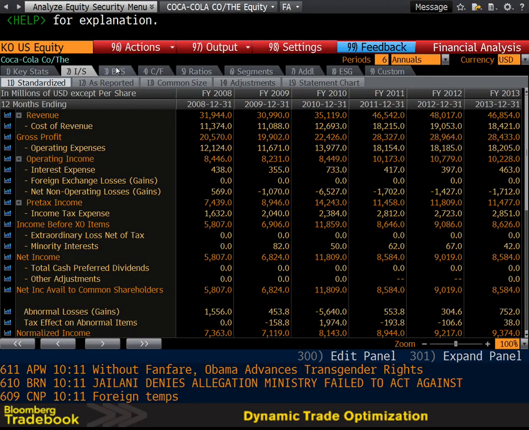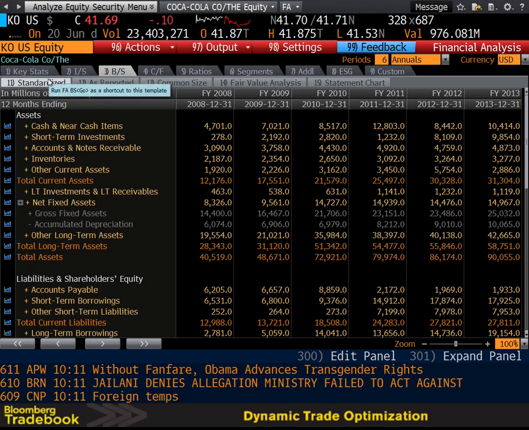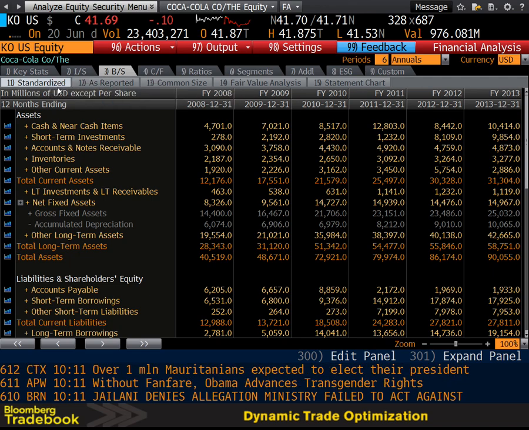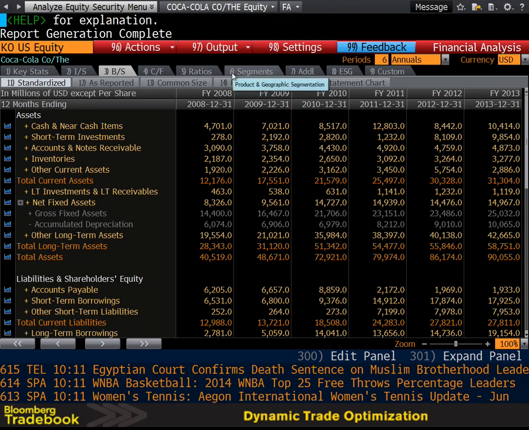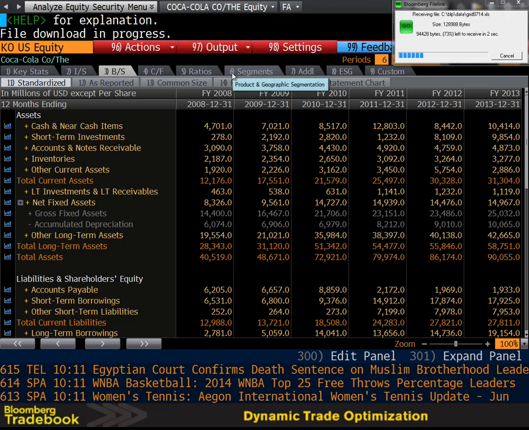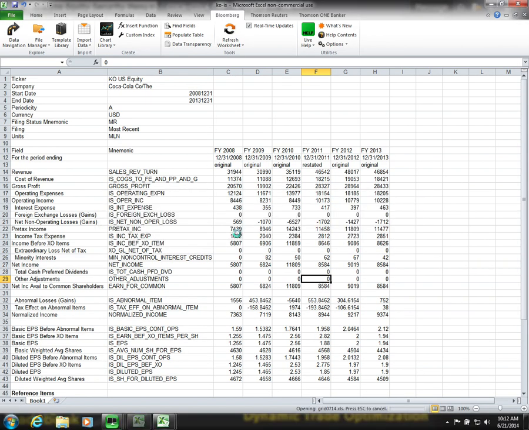Click on the balance sheet tab. Very important, you're exporting the standardized data. Don't export the as reported data. Again, output Excel for the balance sheet. Yes.